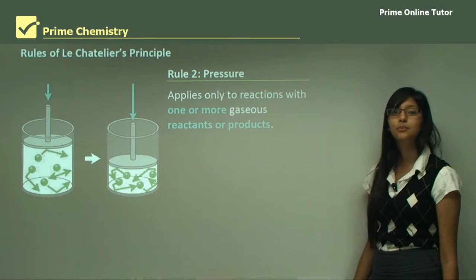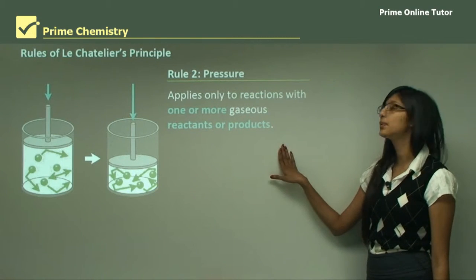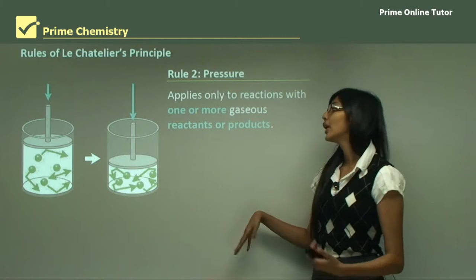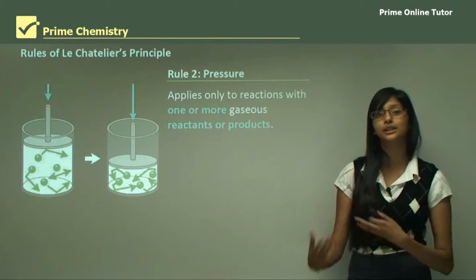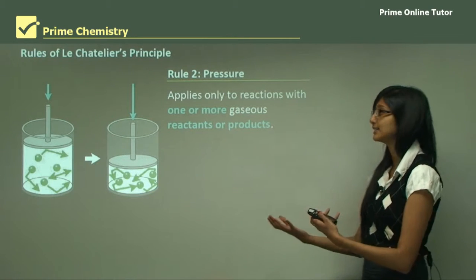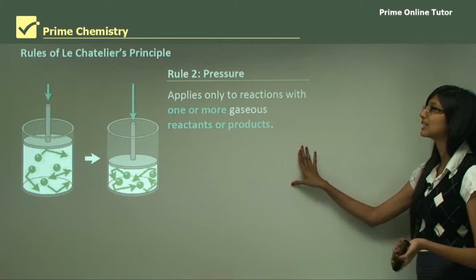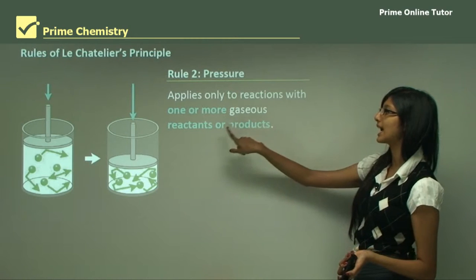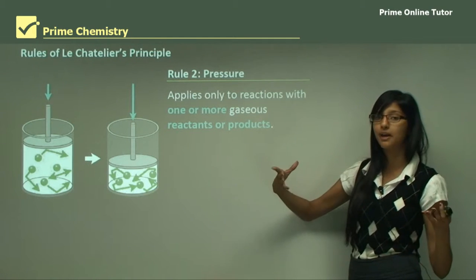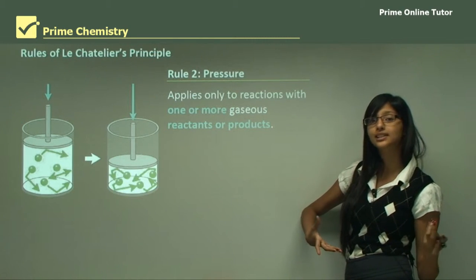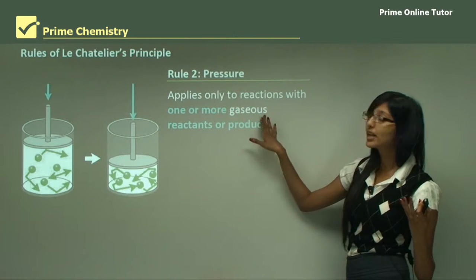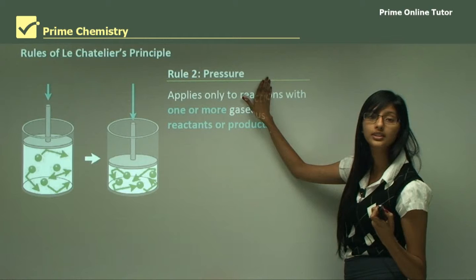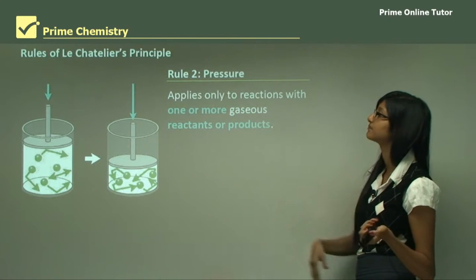Now let's look at pressure. The rule for pressure only applies to reactions that involve gases. So the reactants are gases, as well as the products formed will be gases as well. So it only applies to reactions with one or more gases, reactants or products. It doesn't matter if you have 2 molecules of gases or 3 molecules of gases or 1 molecule of gases. Whenever gases are involved, you need to consider pressure. You need to monitor pressure.